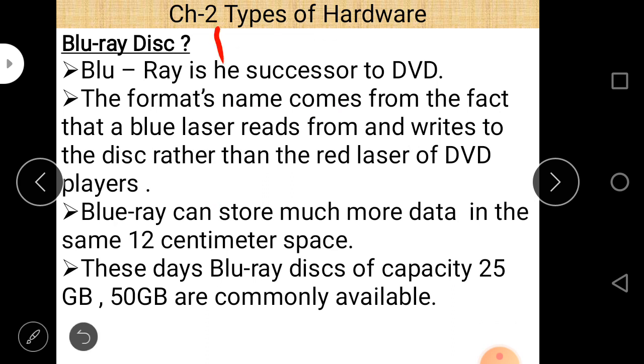Blu-ray disc is the successor to DVD. Remember the size, 25 GB to 50 GB, and the physical size is the same, 12 centimeters.